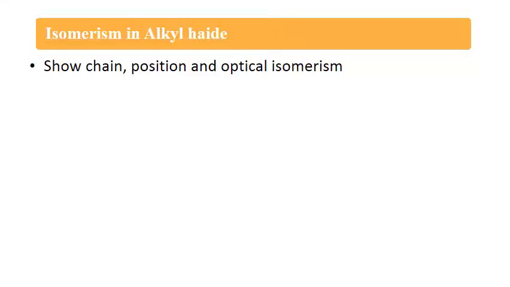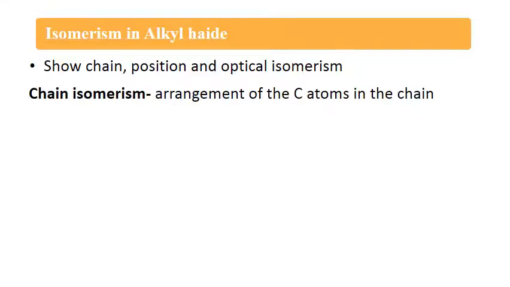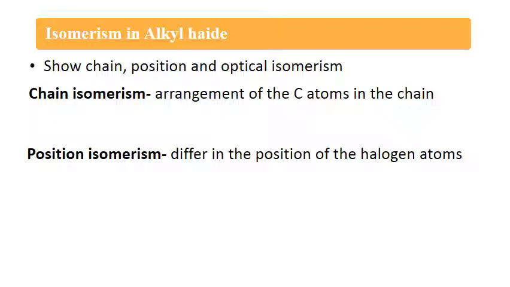Then the alkyl halides can show many kinds of isomerism; the important ones are chain isomerism, position isomerism, and optical isomerism. Chain isomerism is due to a difference in the arrangement of the carbon atoms in the chain. The second is position isomerism, where the isomers differ in the position of the halogen atom.